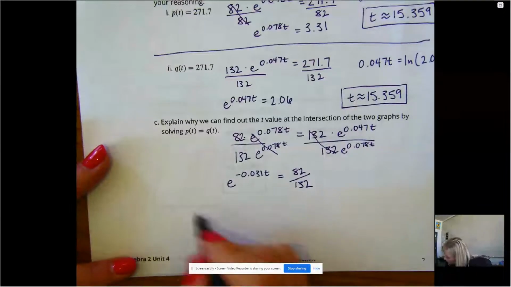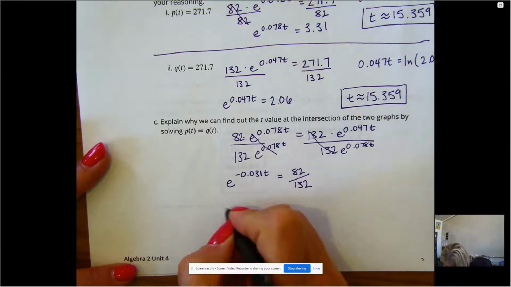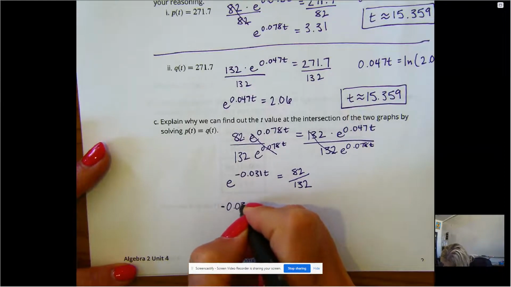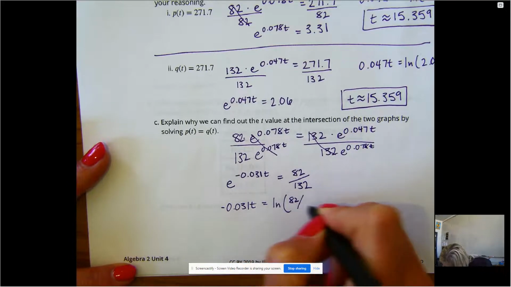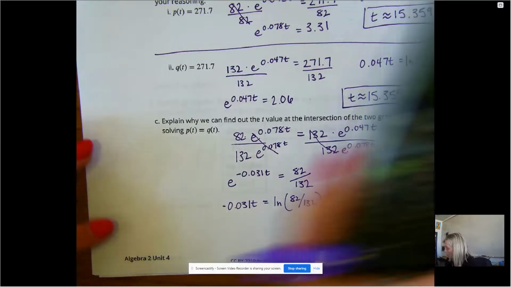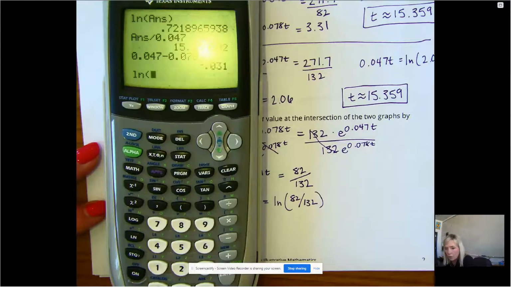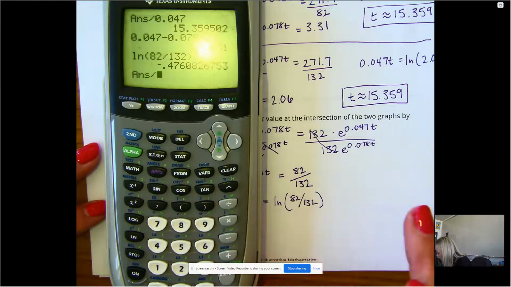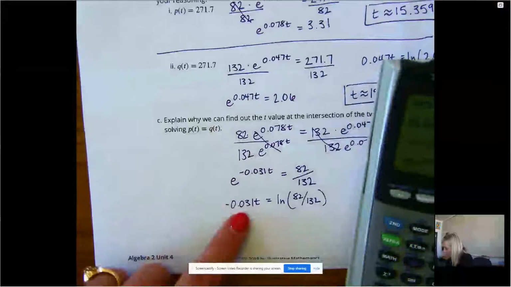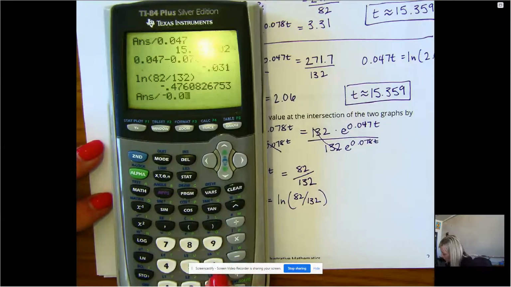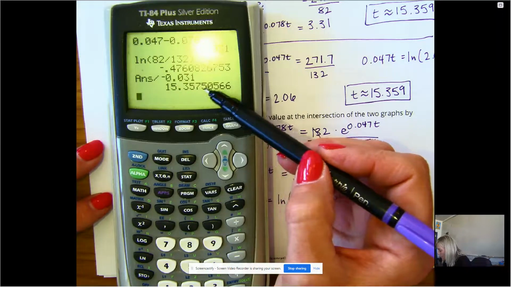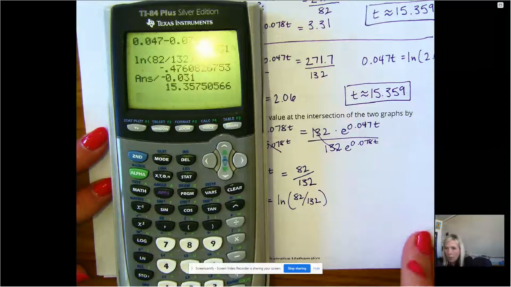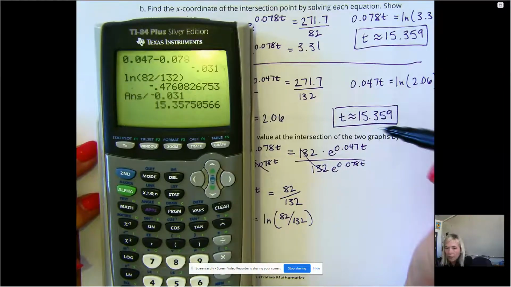And then finally, convert that to log using natural log since the base is e. The natural log of 82 over 132. Okay, so find the natural log of 82 divided by 132, and then divide that answer by the negative 0.031. And we get, look at that, 15.35. This would round to 8. So almost exactly what we've gotten on the other two.